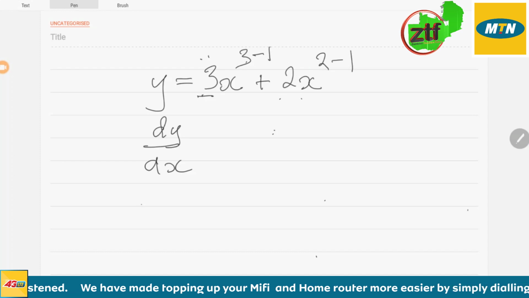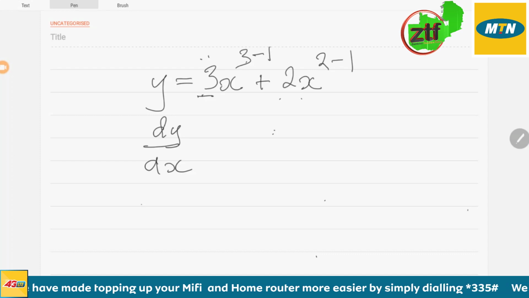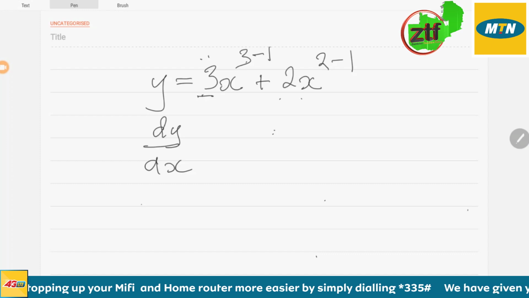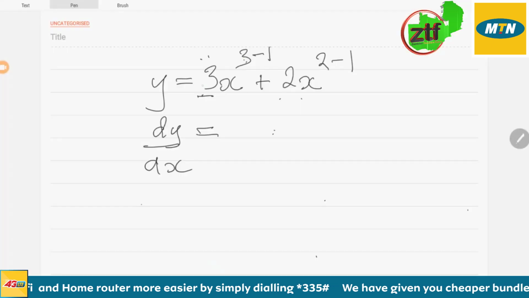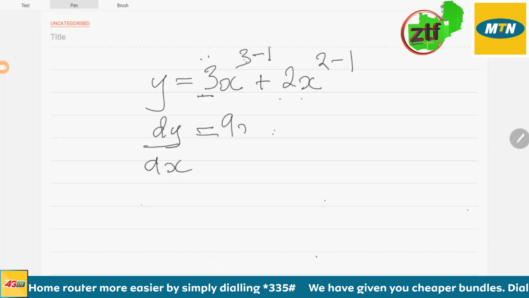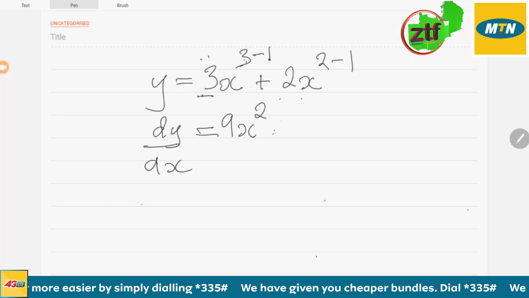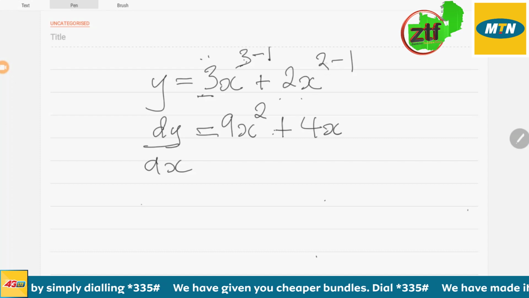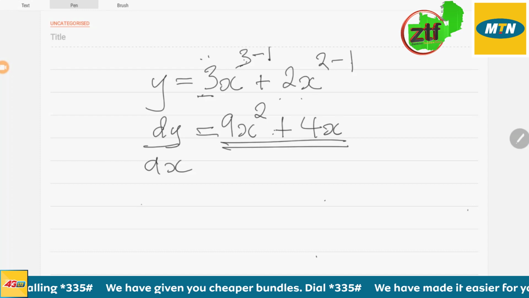You may not necessarily master the formula, you just need to know what to do. Because when you know what to do, even if you forget the formula, you'll be able to work out the question as it comes out. So the dy dx of this will say 3 times 3, this gives us 9x, and when this 3 loses the power, we're going to have 2, then plus 2 times 2, we have 4x, and then 2 minus 1, we just have 4x. So we have differentiated with respect to what?